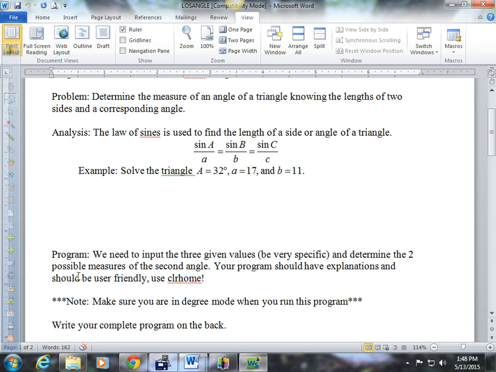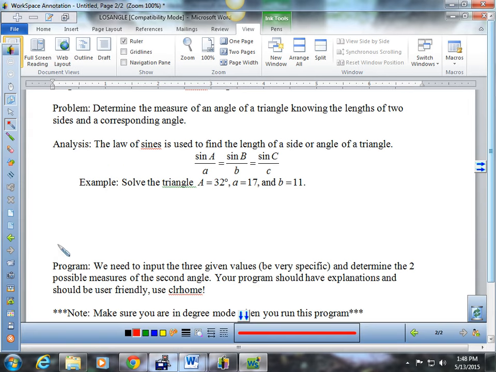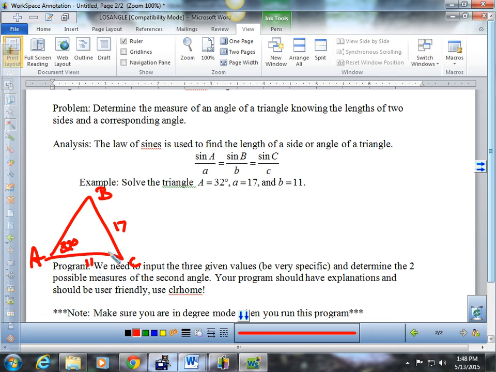Okay, so we got a triangle ABC again here. Angle A is 32 degrees, side A is 17, and side B is 11. So can we use law of sines here? It absolutely can, but we're going to be using it to find a what? An angle. So we've got to be aware of ambiguous case. Now ultimately, I don't want to use law of sines to find an angle if there's any way around it.